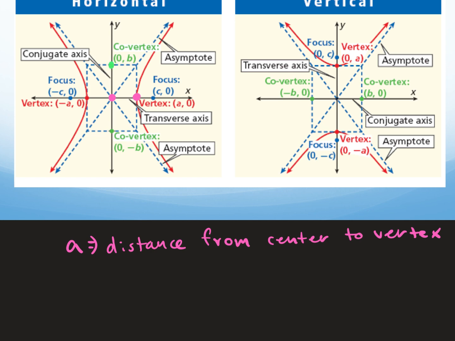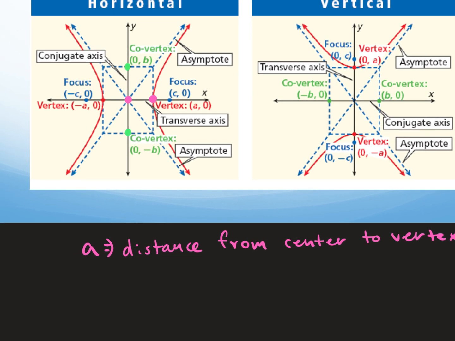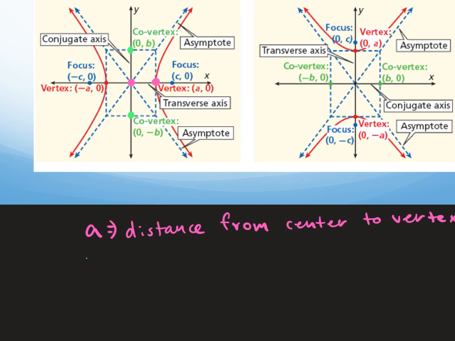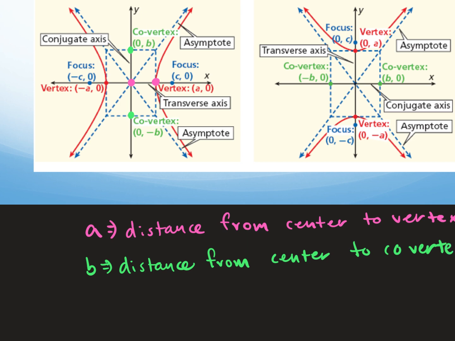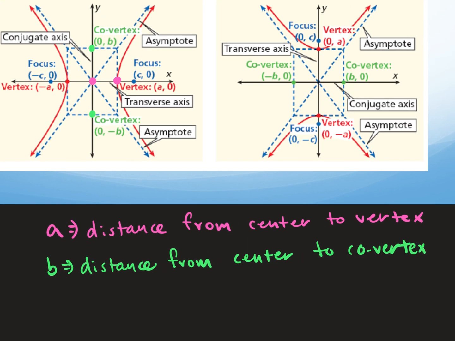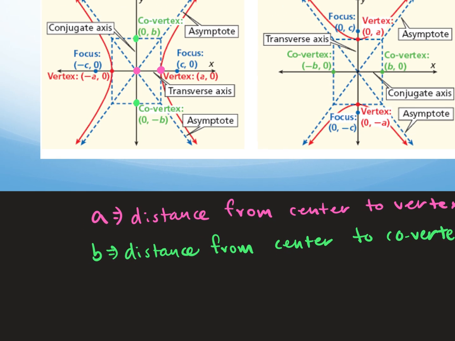We also have a value B. So if you notice, we have two covertices, which are not on our hyperbola. They serve little purpose, but they are kind of important. So B is the distance from the center to the covertices, or covertex. And then we have C, which, just like yesterday, is the distance from the center to the foci.